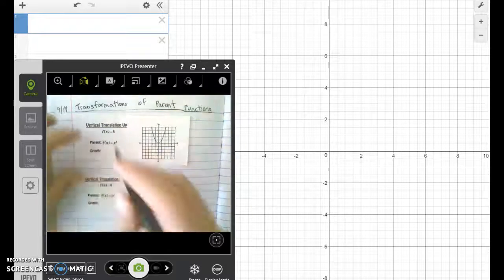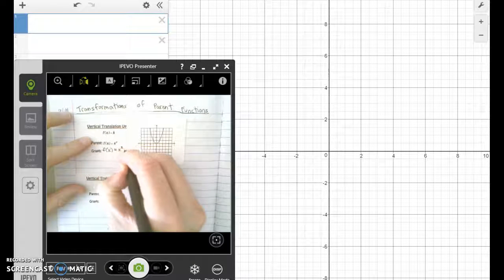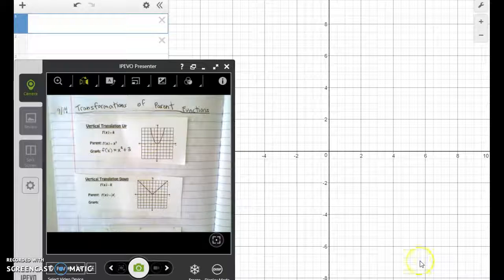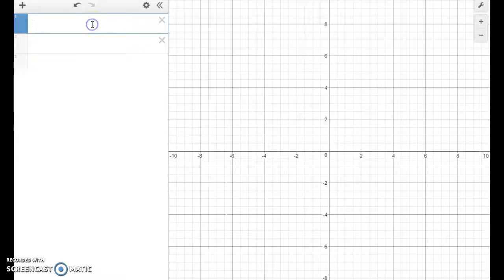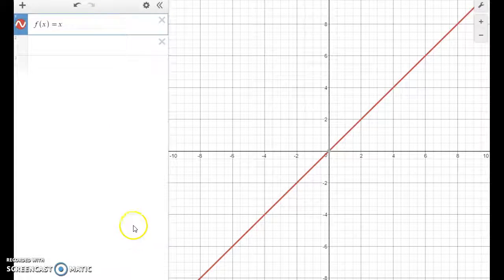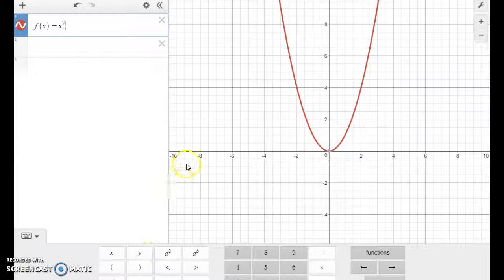Let's say I wanted the graph of f of x equals x squared plus 3. I think we know or remember from our investigation. I'm just going to do this on the Desmos activity up here as well. I'm going to type in the function. So I've got f of x equals x squared. There's the parent function.